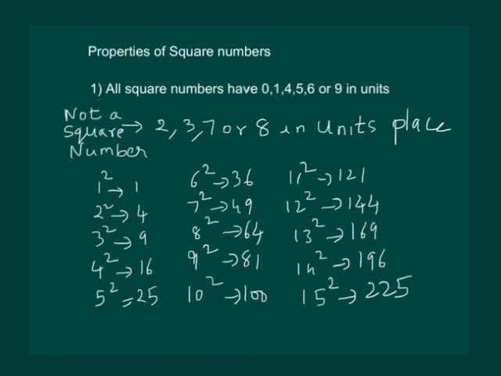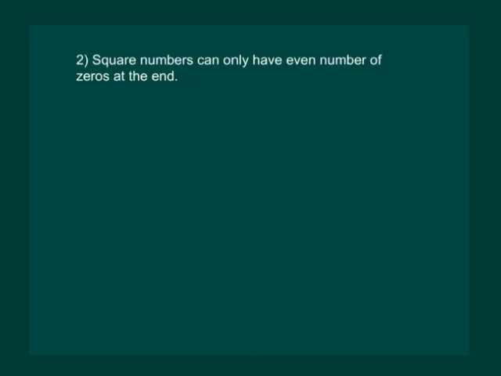Clearly we can see that in ones place either we are having 0 or 1 or 4 or 6 or 5 or 9. Our second property states that square numbers can only have even number of zeros at the end. So let us verify it.